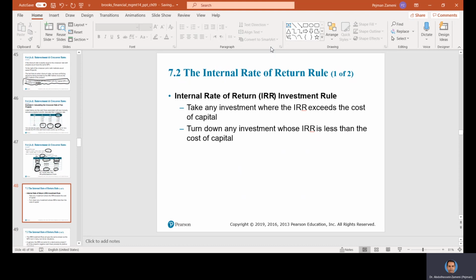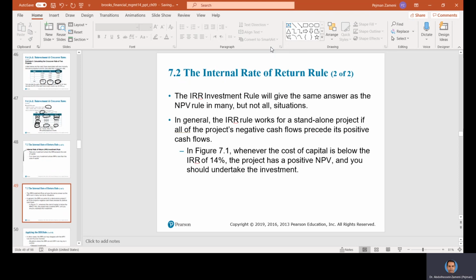Okay, the internal rate of return rule. Take any investment where the IRR exceeds the cost of capital. Turn down any investment whose IRR is less than the cost of capital. The IRR investment rule will give the same answer as the NPV rule in many, but not all, situations. In general, the IRR rule works for a stand-alone project if all of the project's negative cash flows precede its positive cash flows.